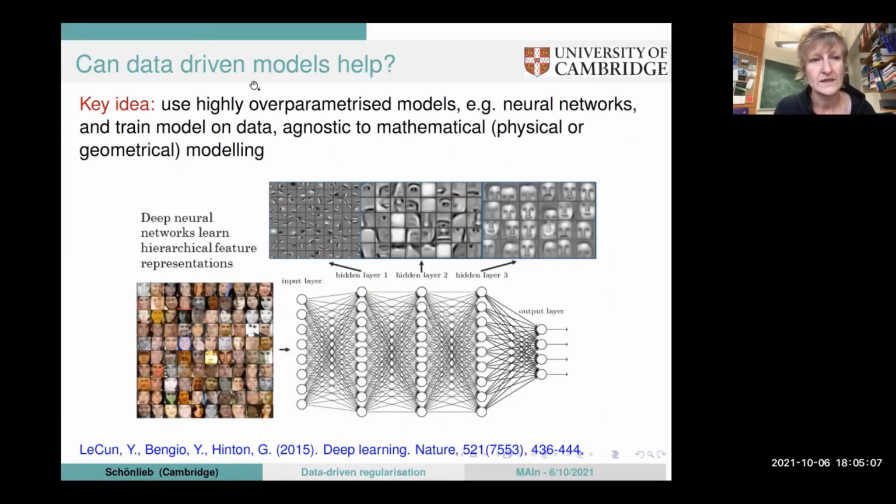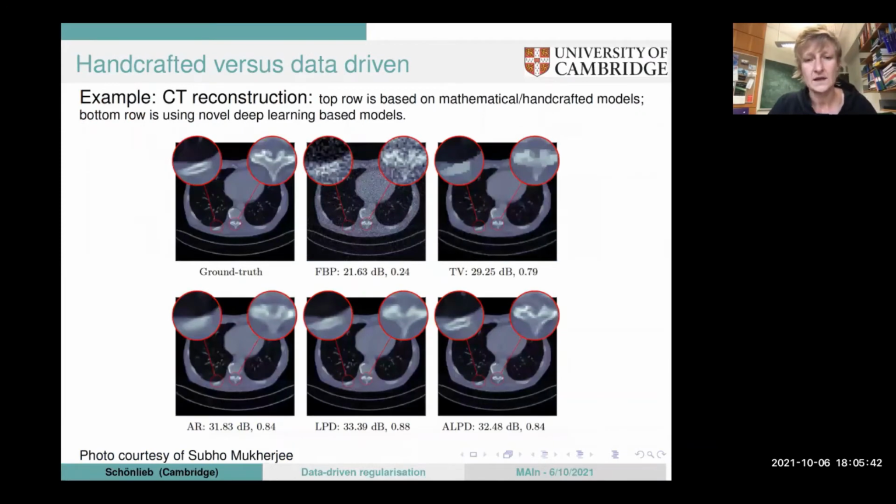So the key idea here is to use, and here I really have neural networks in mind, because they are capable of very accurately representing how sky should look and how grass should look and so on. So using very highly overparameterized models to complement our mathematical physics-based or geometry-based modeling of what images should look like, or how the data is connected to the images. And this works. This is just a teaser slide, so this really works.